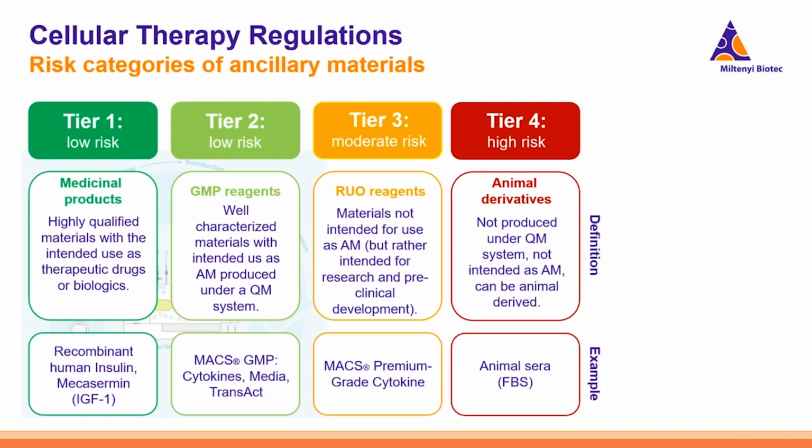So the research use only cytokines, the premium grade cytokines we discussed in the first webinar, for example, would fall into this category. And then you have tier 4, the very high risk category, where you have any material that is not produced under a quality management system and is derived from an animal source. So, for example, serum derived from animals, so FBS, would fall under this category.